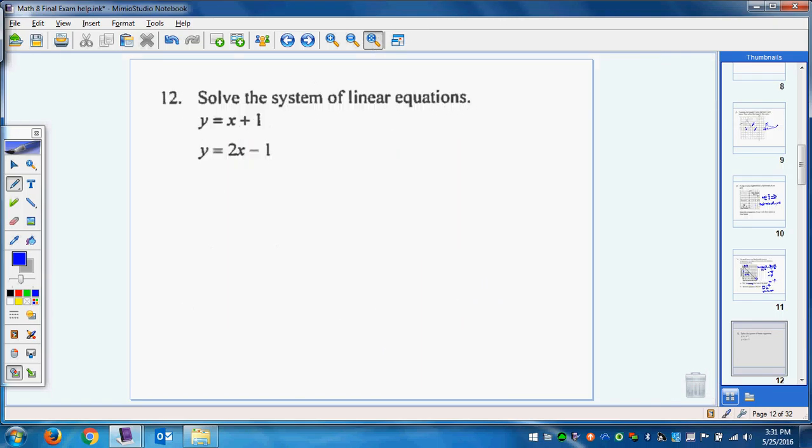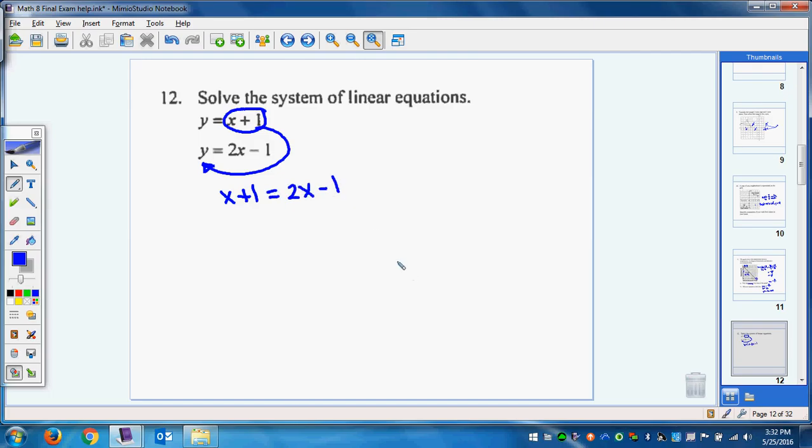Solve the system of linear equations. Some of you might just be doing a guess and check on this multiple choice problem, where you take your numbers for x and y and plug them in to see if they work. Others might want to do the substitution method, which looks like this. I substitute for y because it says y equals. So I would have x plus 1 is equal to 2x minus 1.